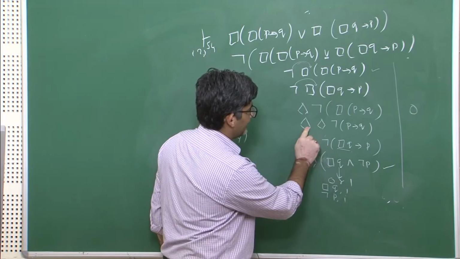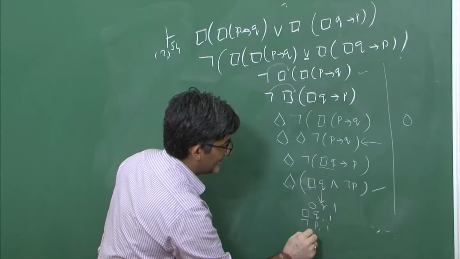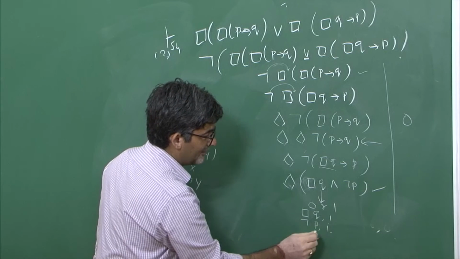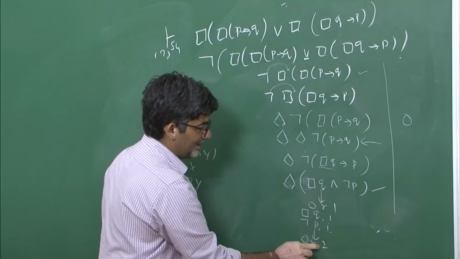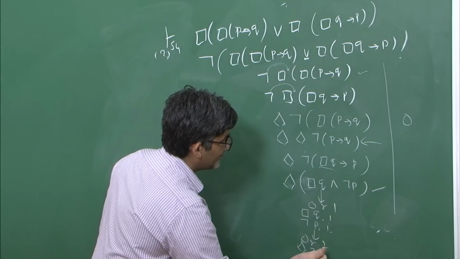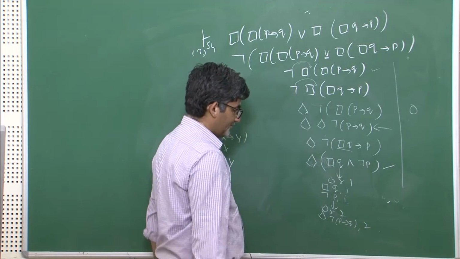Coming back to this one. This is the one which we need to see. Possibility of this one. So now once you remove the first possibility, you are not supposed to go to the same world 1, but you have to go to a different world 2, and in that world possibility of not of P implies Q has to be true in world 2.